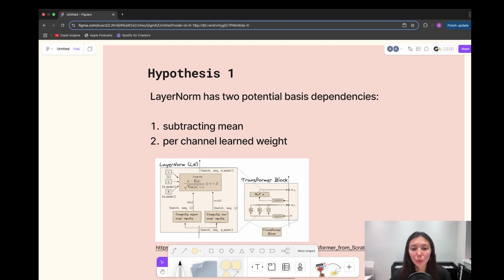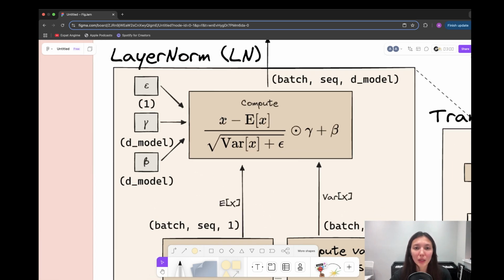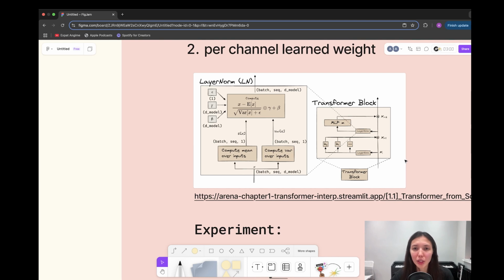To understand what causes these large values in activations, the team ran a few experiments and they had 3 hypotheses. The first hypothesis is to suspect that LayerNorm has something to do with it because it has a mean subtraction and per channel learned weight that both might introduce basis dependency. So just to make it more illustrative, we have the activation vector x, then we subtract a mean from it, and then we scale it by these learned parameters gamma and beta. And they might potentially introduce basis dependency.